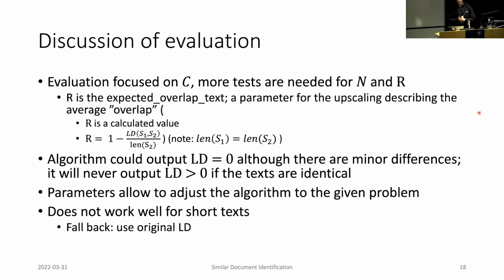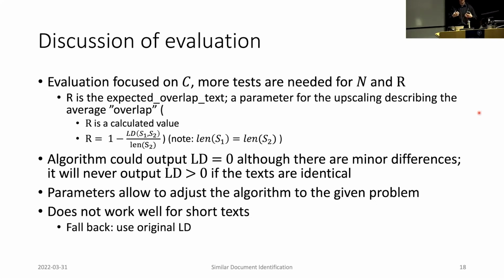As I said, there's a little bit more involved. The paper explains a little bit more about these parameters. For example, there's something like an R value, which is the expected overlap per text. Unfortunately, you have to train this algorithm to perform. It is currently trained on English text, so the R value that we have is for English text.